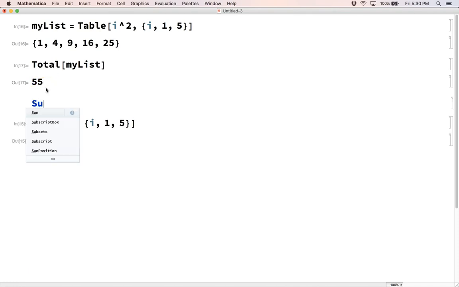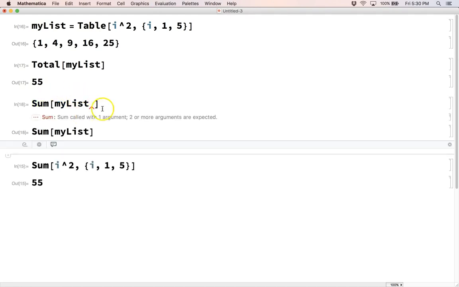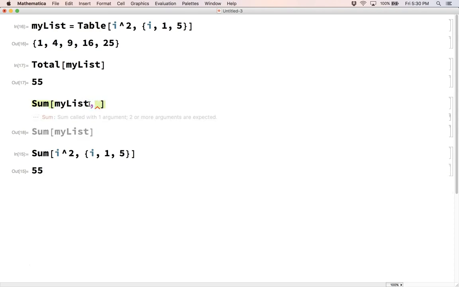And an easy mistake to make would be trying to do Sum of my list, but this isn't going to work. It says that it's expecting a second argument here. I'm supposed to have some comma and then some iterator over here on the right-hand side. So if you want to just add up everything in a list, you use Total. You don't use Sum.